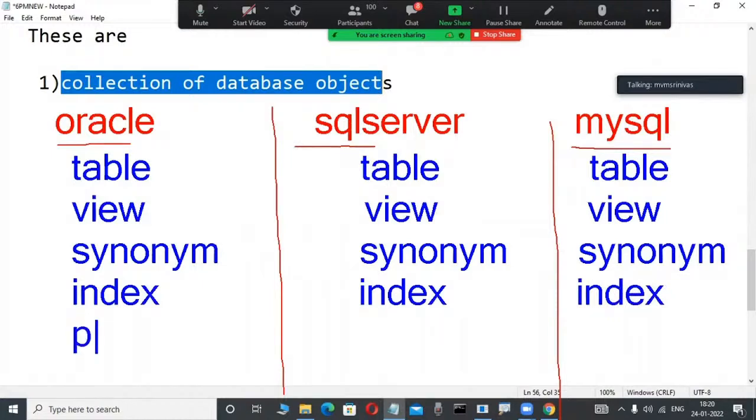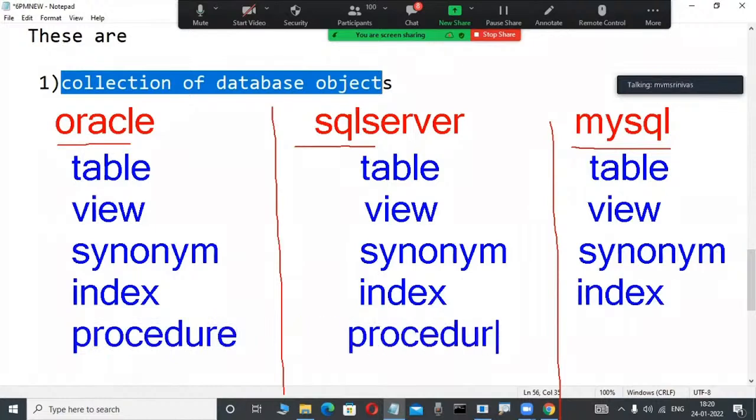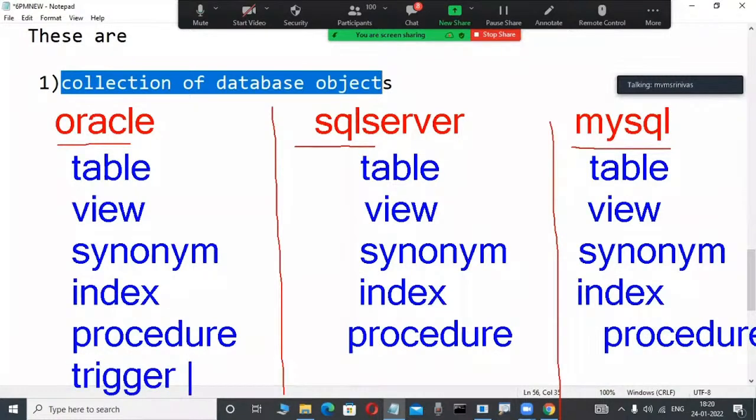Here a procedure is there. Okay, fine. Here also a procedure is available. Here also a procedure is available. Here a trigger is there. Okay, there is a database object. So now here also a trigger is there. Here also a trigger. That's why relational databases, relational data model products, contain three components.